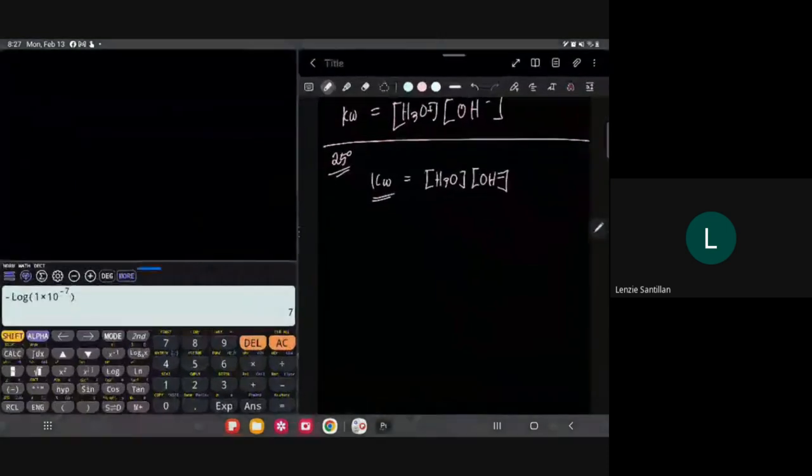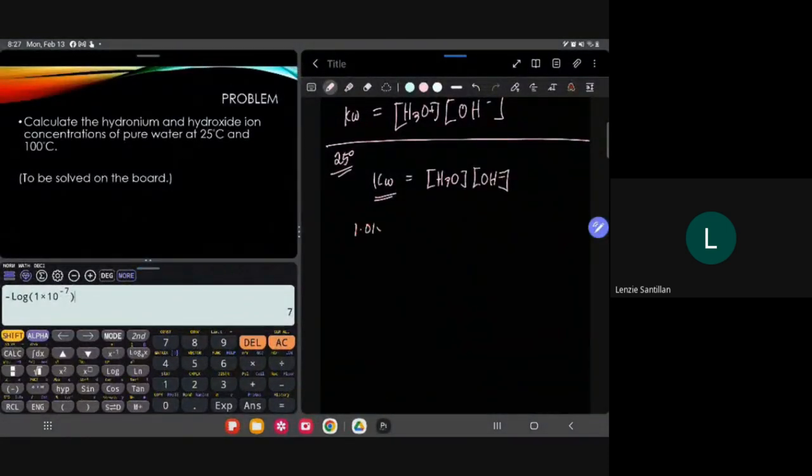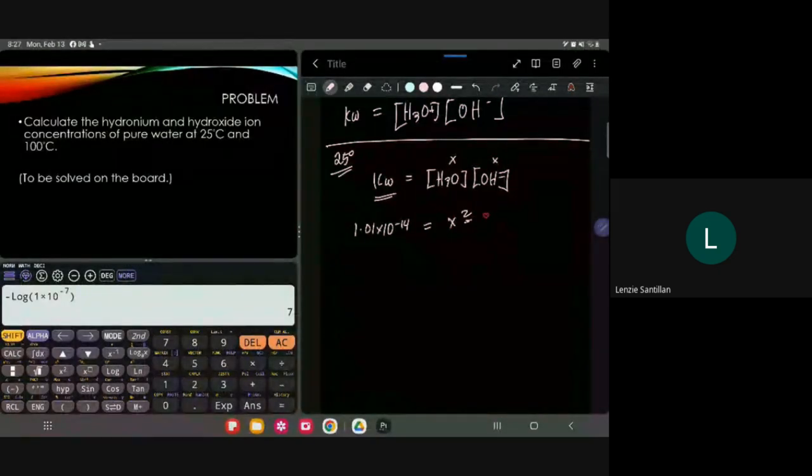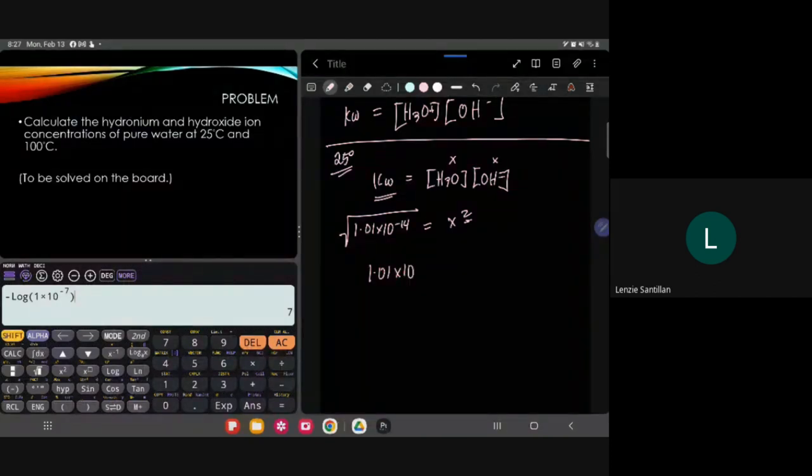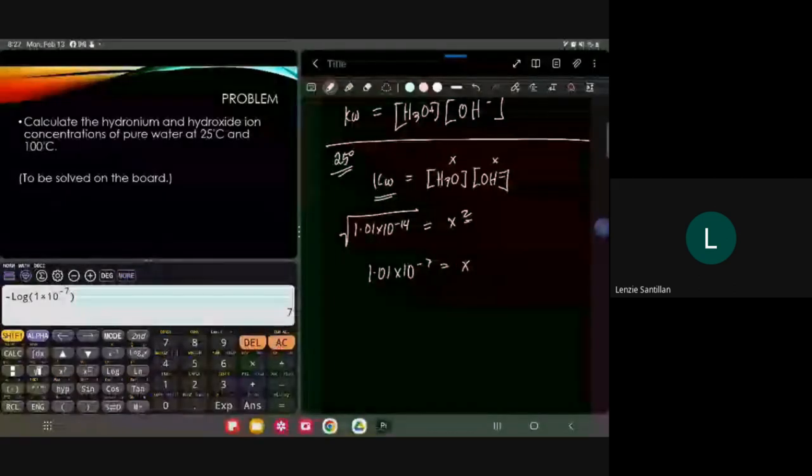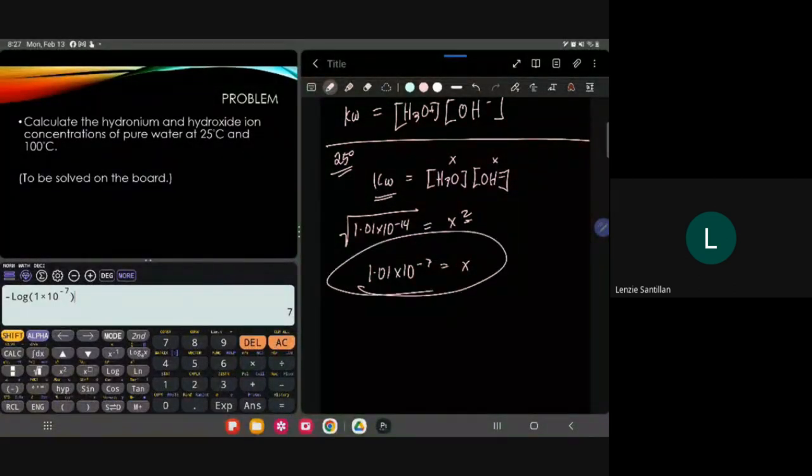So, balikan ko lang ulit yung formula just to refresh you. 1.01 times 10 raised to negative 14 is equivalent to x squared. And then, to remove your x squared, we have to add square root. So, ano mangyari dyan? Magiging 1.01 times 10 raised to negative 7. So, that will be x. That will be your x. Okay? So, itong value ng H3O at hydroxide mo. Okay? Naintindihan?